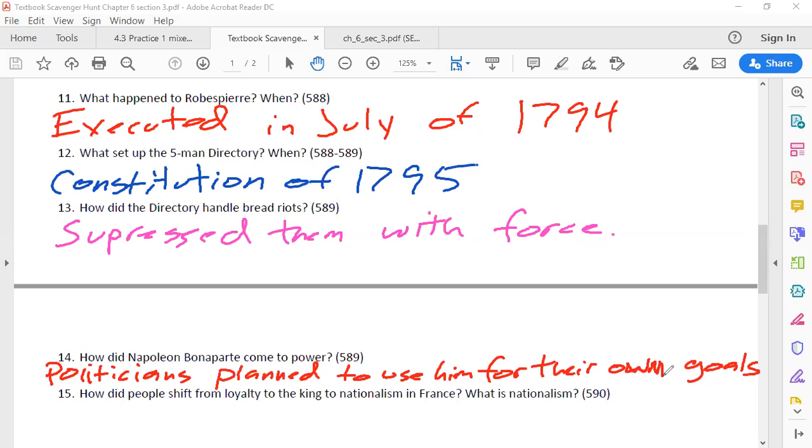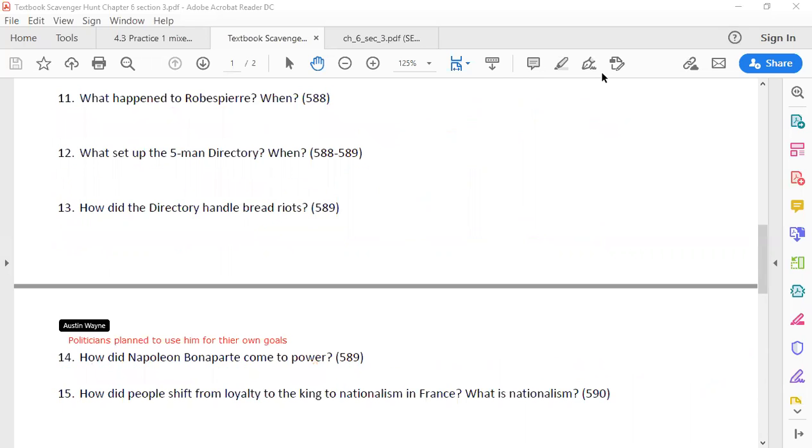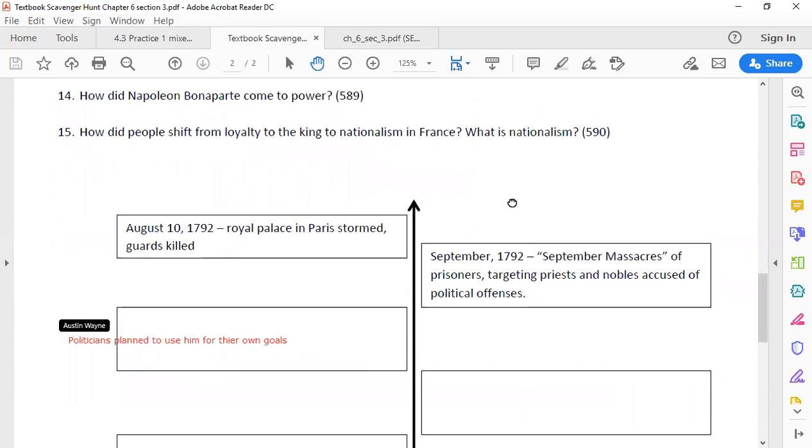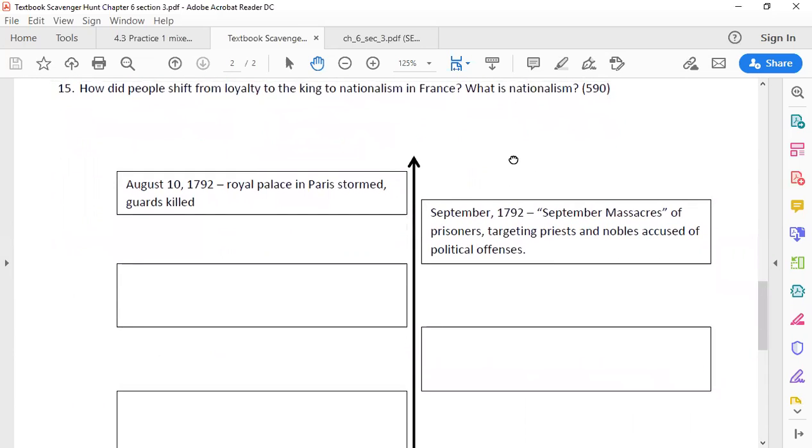We're going to look at question number 15 here before we get into this timeline. And Mr. Wayne with more goofy jokes. I'm going to clear these notes and move on. Oh, this guy. I was trying to get it in before you.